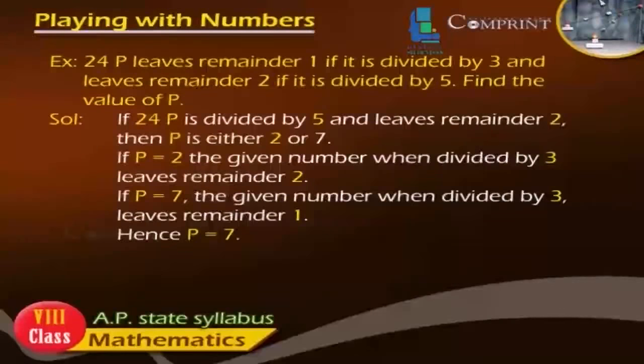Example, 2 4 p leaves remainder 1 if it is divided by 3 and leaves remainder 2 if it is divided by 5. Find the value of p. Solution, if 2 4 p is divided by 5 and leaves remainder 2, then p is either 2 or 7. If p is equal to 2, the given number when divided by 3 leaves remainder 2. If p is equal to 7, the given number when divided by 3 leaves remainder 1. Hence, p is equal to 7.